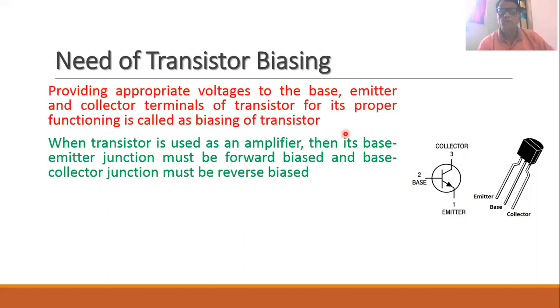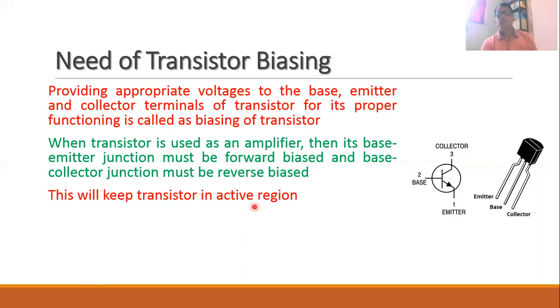Now, when we want to use the transistor as an amplifier, we need to keep it in the active region. That is, its base emitter junction must be forward biased and its base collector junction must be reverse biased. This can be achieved only with the proper biasing of the transistor. We can keep our transistor in the active region only when we provide appropriate biasing.